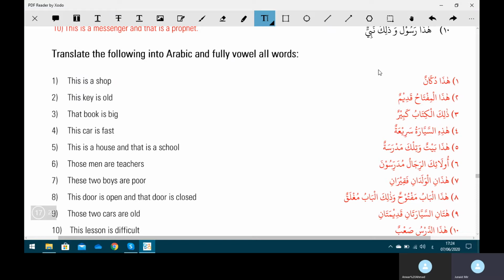Number two. This key is old. Now, if you look at this key is a fragment. So in Arabic, you will have ismul ishara plus alif lam. So again, it's the same thing. You're thinking this, the word for this in Arabic is hada. And key, al-miftahu, is masculine and it's singular. So you use a masculine singular demonstrative pronoun in Arabic, and that's hada. This key, that's a fragment. So after hada, you need an alif lam. That's what we have over here.